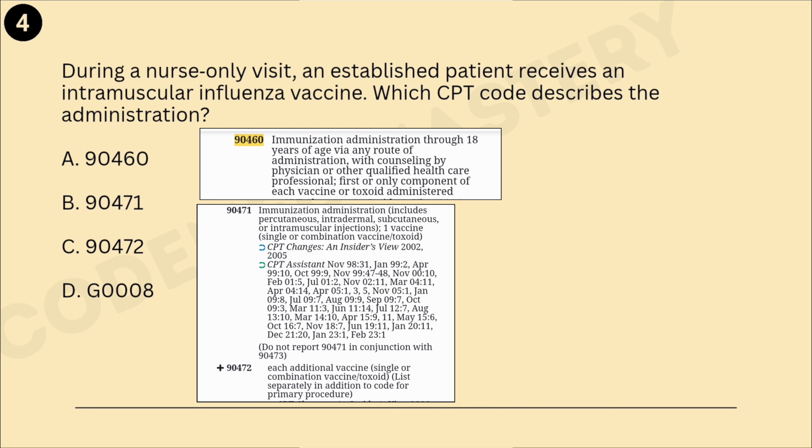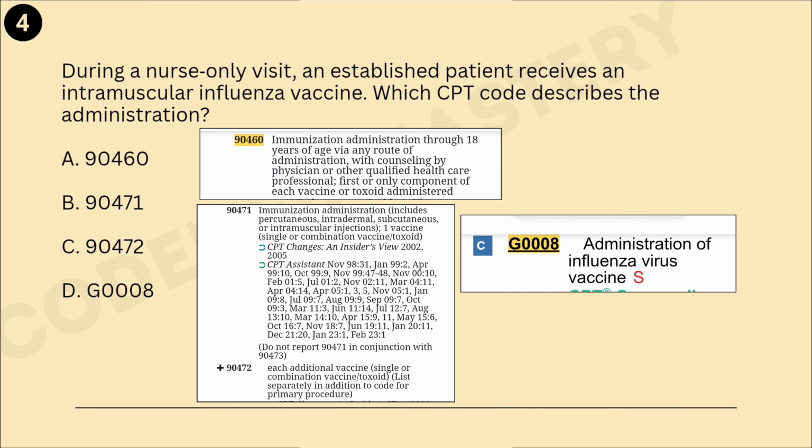90471 is for immunization administration, one vaccine. And 90472 is for each additional vaccine. And the code G0008 is a HCPCS level 2 code primarily for Medicare Part billing to report the professional administration of influenza virus vaccine. So what is the correct answer? The correct answer is option B, 90471, because it is for immunization administration.